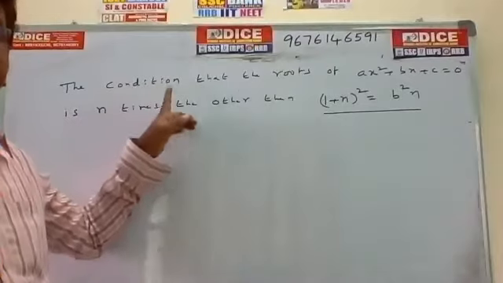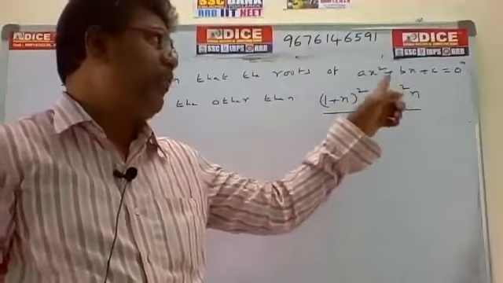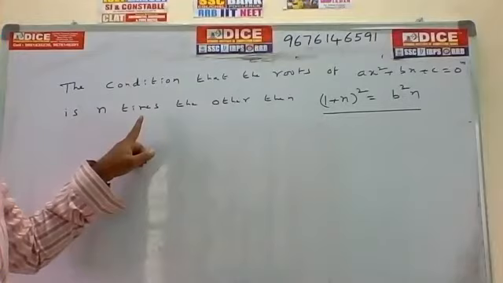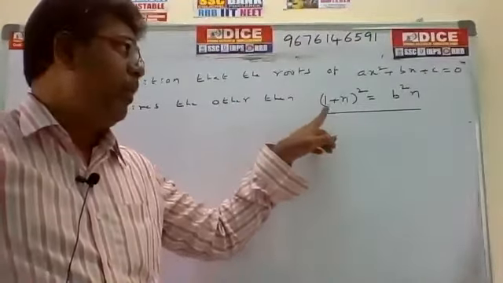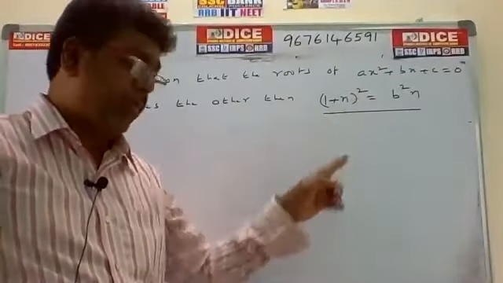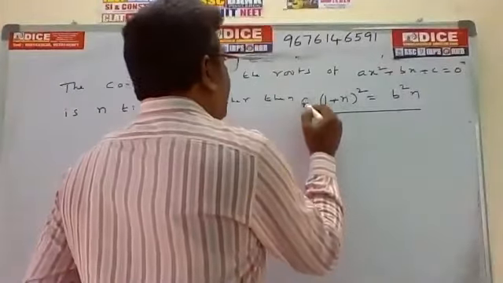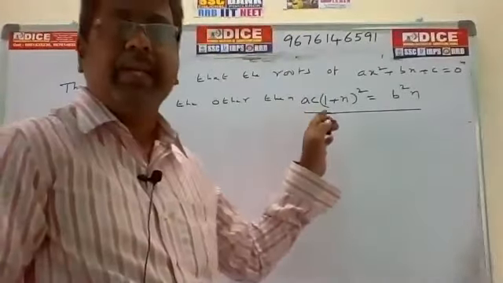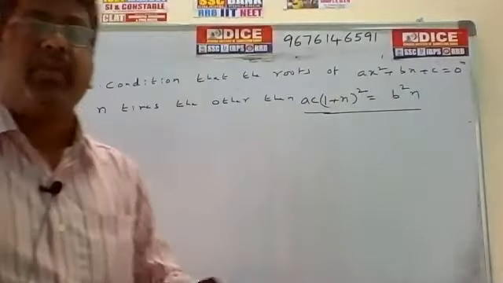Note the condition that the roots of ax square plus bx plus c is equal to 0, if one is n times the other, then AC into 1 plus n whole square is equal to b square into n. B square into n. This is the formula.